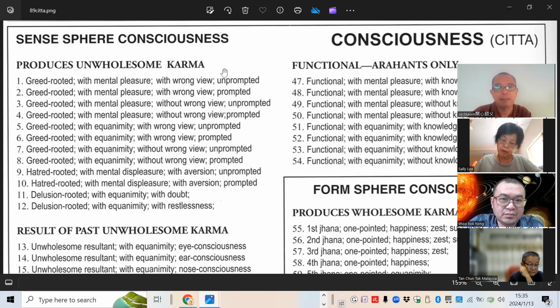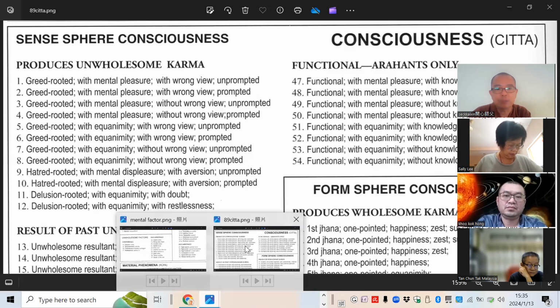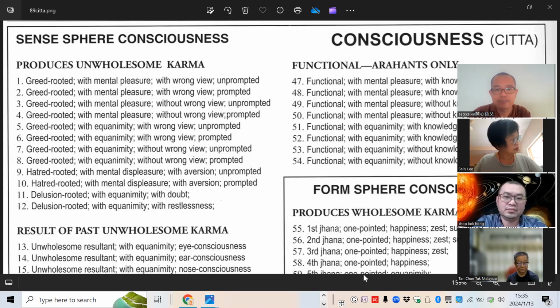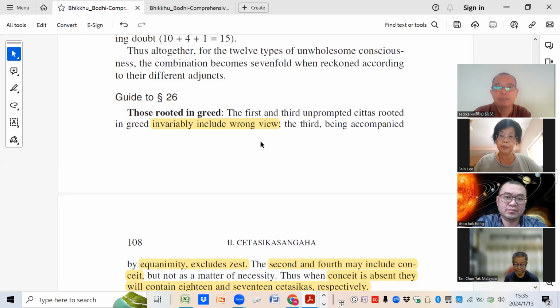First and third, they are unprompted cittas with wrong view. If it is without wrong view, it might not necessarily come with the presence of conceit. Okay, so we just know that. You see, wrong view is not included.